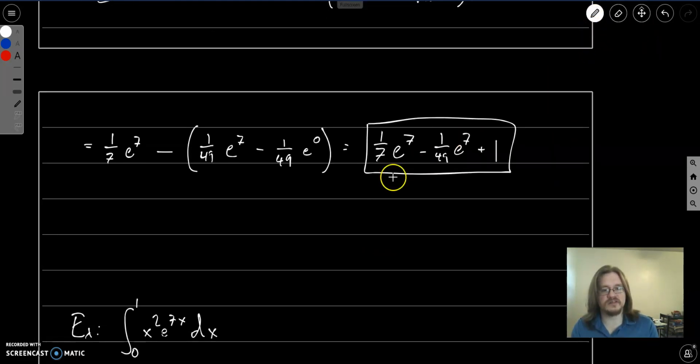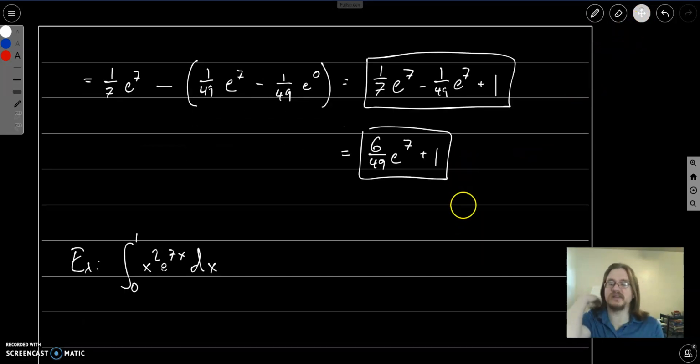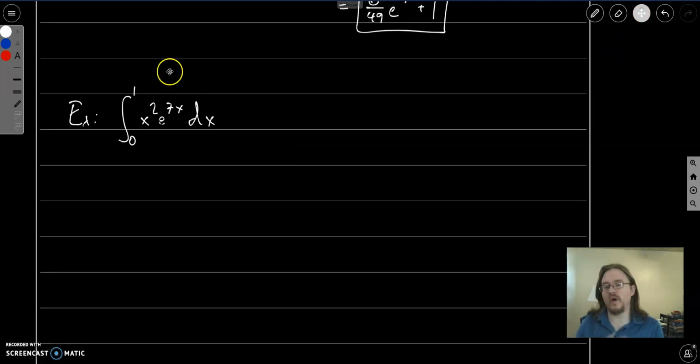However, we also see that I could simplify this first one a little bit. This would be 7/49, so that would be the same thing as 6/49 e to the 7 plus 1. Both of those are the same. And I might not have time to do this next one in this video, so we will do one more example in one more video.